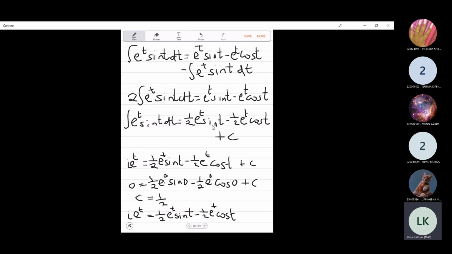cos t plus 1/2. Okay, then we can multiply everything by 2 so that the half cancels, and also divide everything by e to the power of t. So see, there's e to the power of t, e to the power of t, and so on. But I think that is also fine.